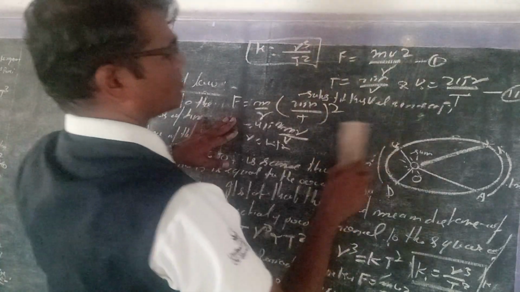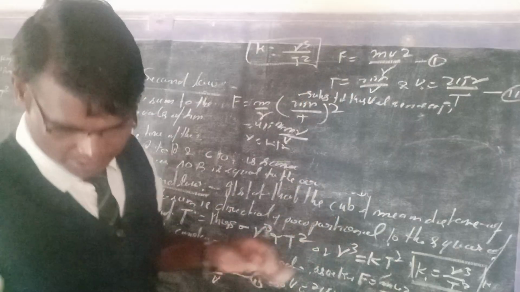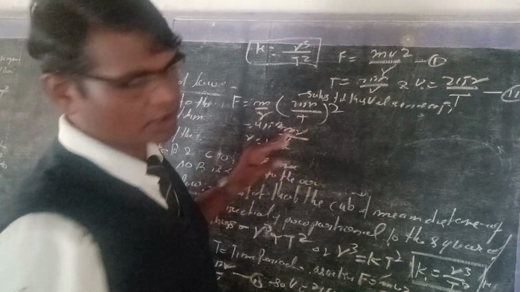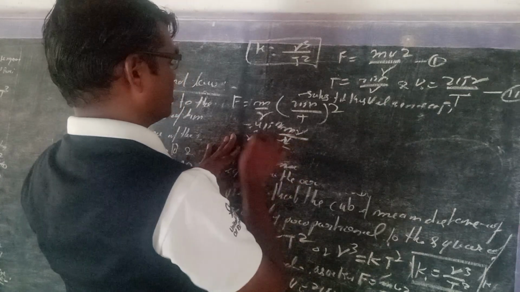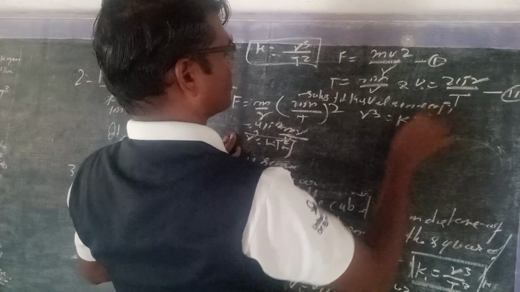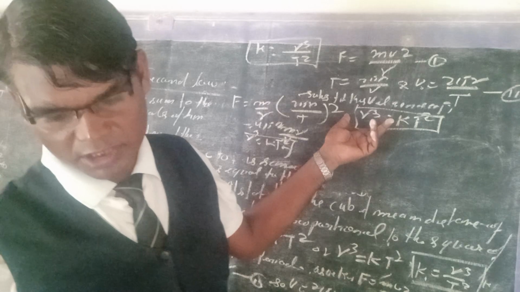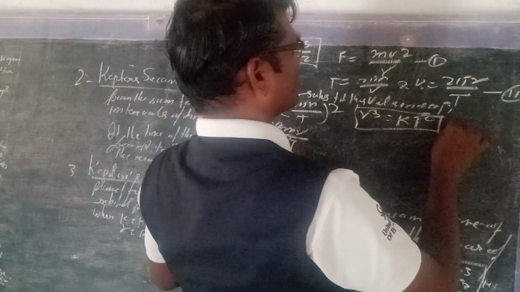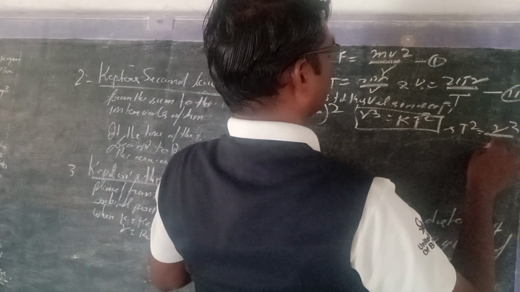We will also substitute this value in another equation. R cubed is equal to K T squared, so T squared is equal to R cubed by K.